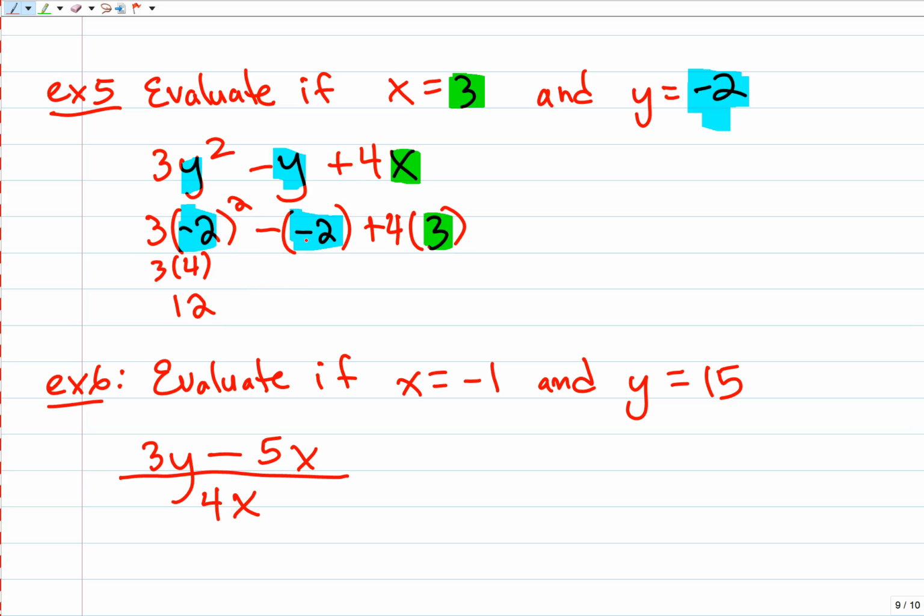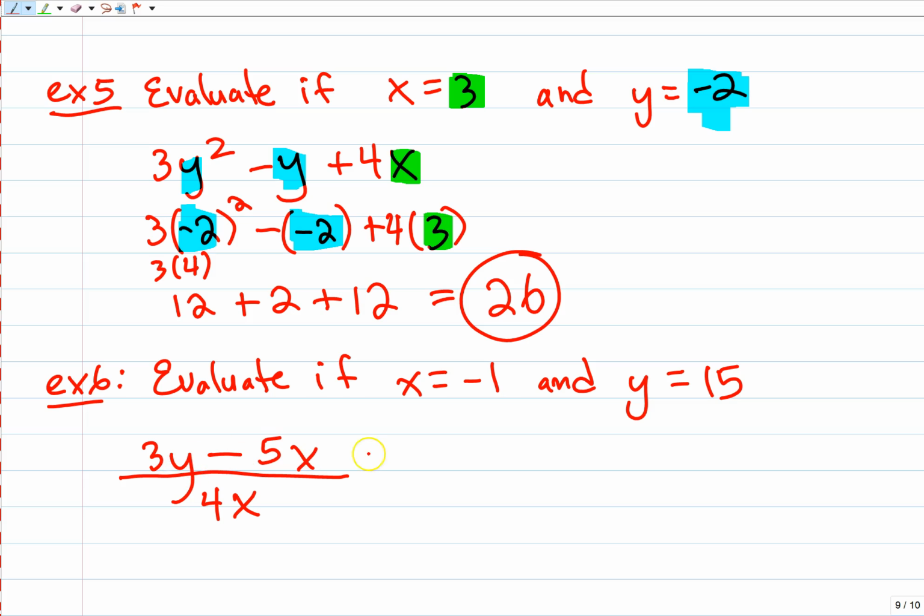Minus negative 2, we change to a plus 2. And 4 times 3, we change to a plus 12. So now we can add these straight across. 12 plus 2 plus 12, about 26.